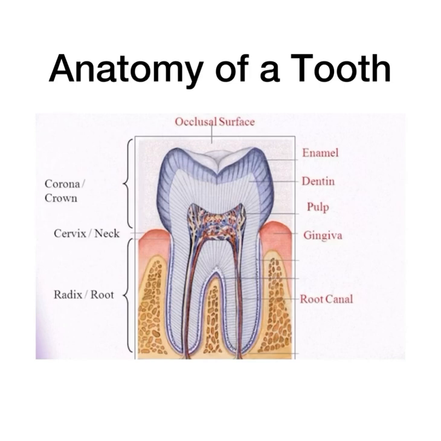Occlusal surface, the chewing surface of the back teeth, molar and premolar, for grinding and breaking down food during mastication. Enamel, hard protecting outer layer of teeth. Dentin, hard bone-like tissue, main body of the teeth, lying beneath enamel in the crown and cementum in the root, and is harder than bone but softer than enamel.